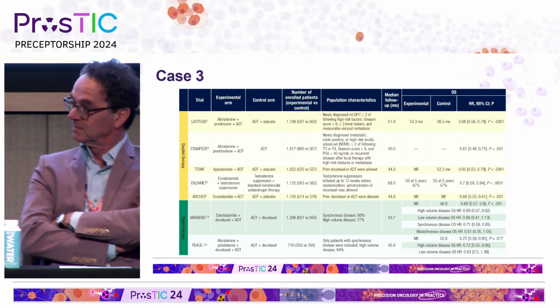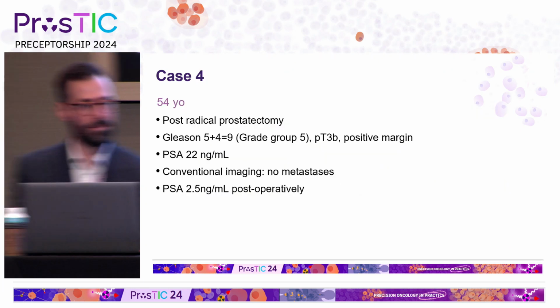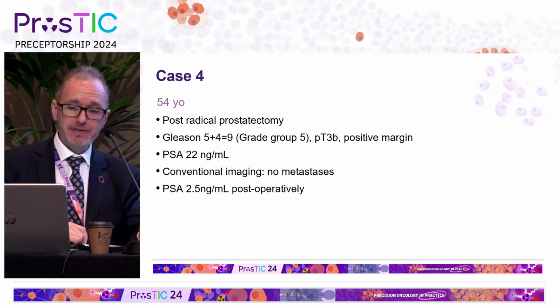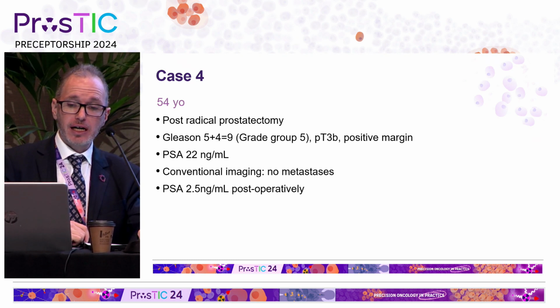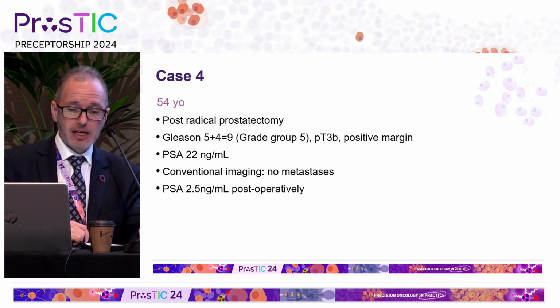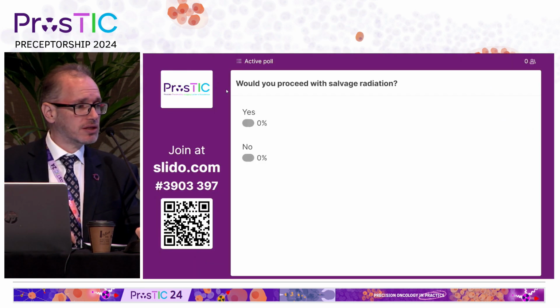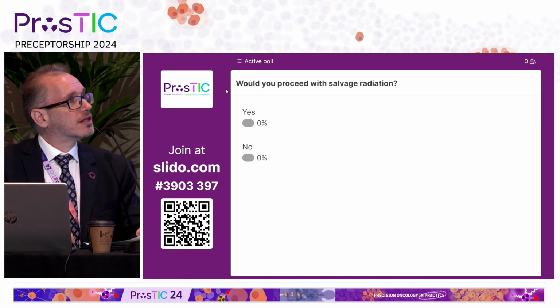Shall we move on to case 4? A 54-year-old who's after a radical prostatectomy for Gleason 9, grade group 5, positive margins, PSA is 22. Conventional imaging shows no metastases. After the operation, the PSA drops, but to 2.5. The first question for the audience: do we need anything?